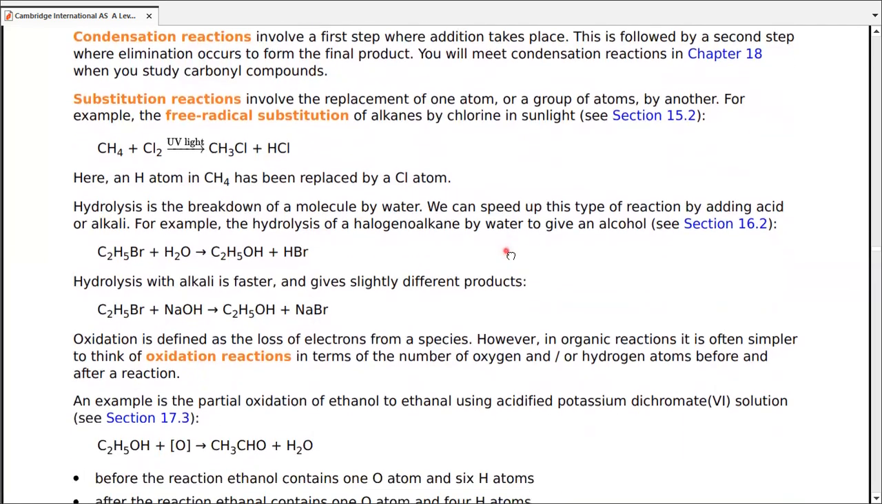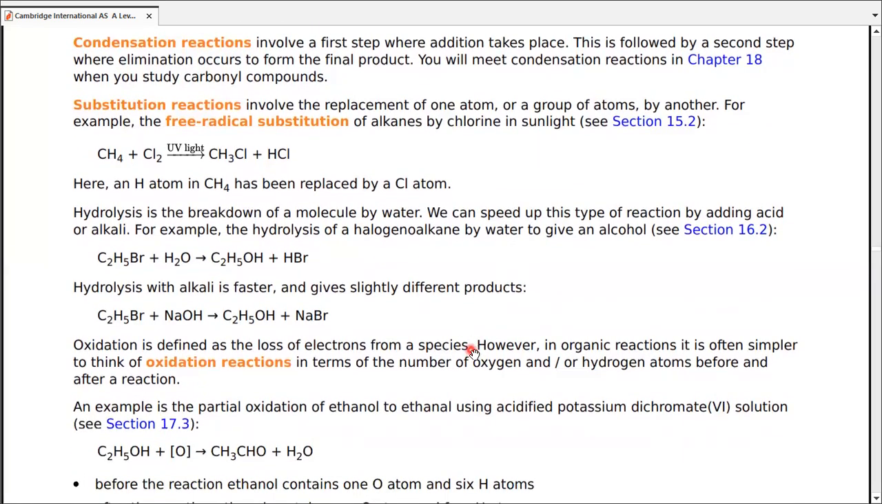Let's move on. Then we have substitution reactions. Substitution is a bigger, broader category, and it actually involves many kinds of reactions, but one kind of substitution reaction is one in which an atom or a group of atoms is replaced by another atom or group of atoms. There are many possibilities. We actually understood the free radical substitution, and you never knew it was a free radical substitution back in IGCSE.